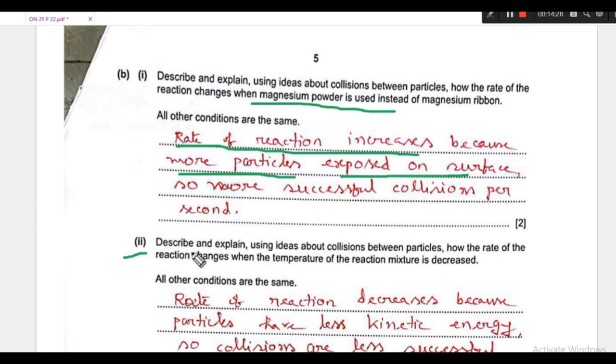Now next one, describe and explain using ideas about collision between particles how the rate of reaction changes when the temperature of the reaction decreases. And you know, if you increase temperature, rate of reaction increases, and if you decrease temperature, rate of reaction decreases. Now answer will be rate of reaction decreases. Why? Because particles have less kinetic energy. If you decrease temperature, particles have less kinetic energy, so fewer collisions are successful. That's why rate of reaction decreases.